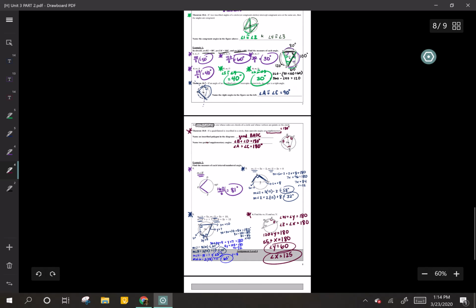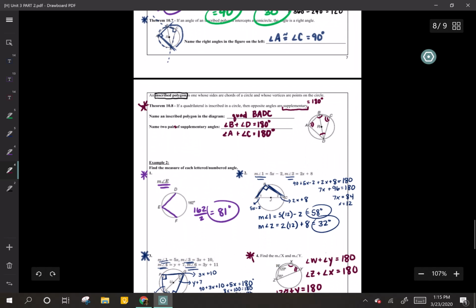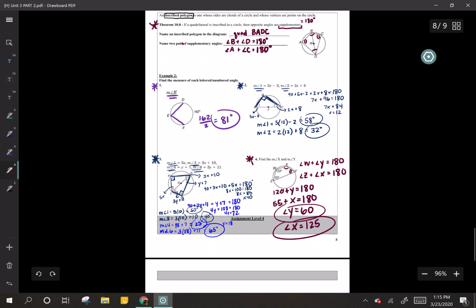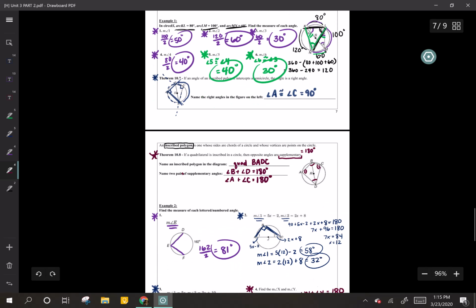Remember, the main ideas are our 4 theorems, and they're all to help us figure out the measures of inscribed angles and measurements of angles inside polygons.